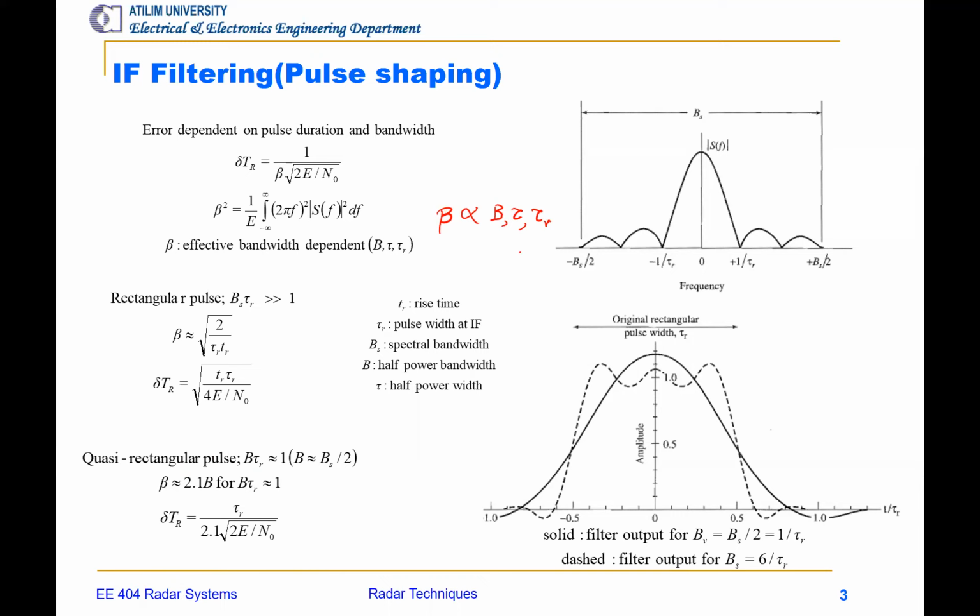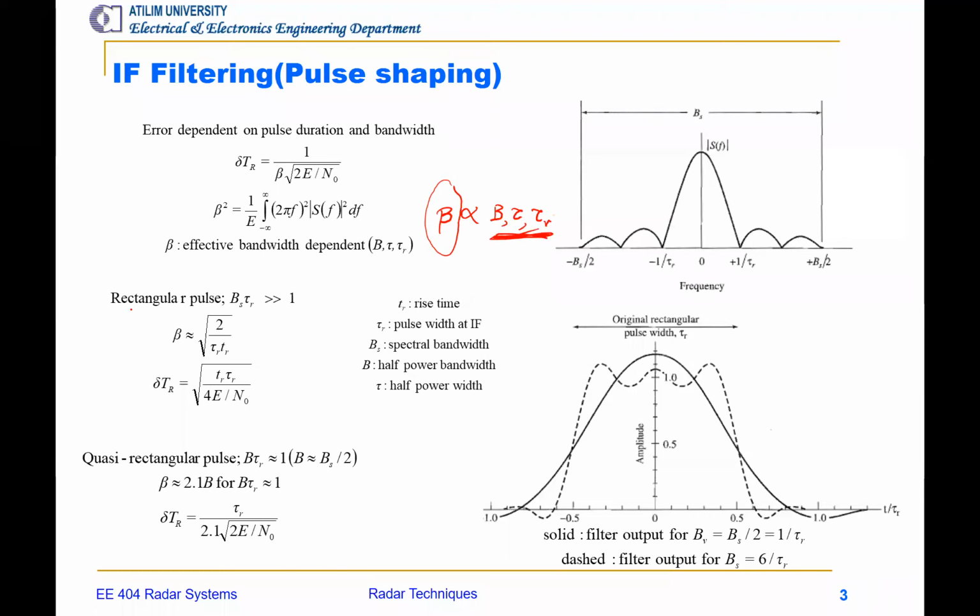So note that we have two different pulses here. One is entering into the IF stage, which is perfectly rectangular, and the other is at the output of the IF. So we simply use a filter here whose effective bandwidth is dependent on the parameters that we choose here.